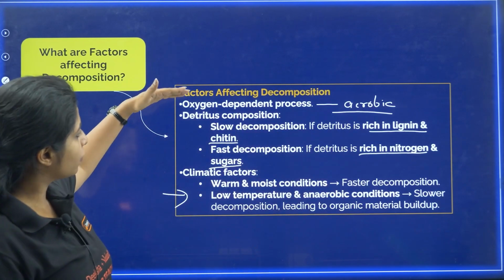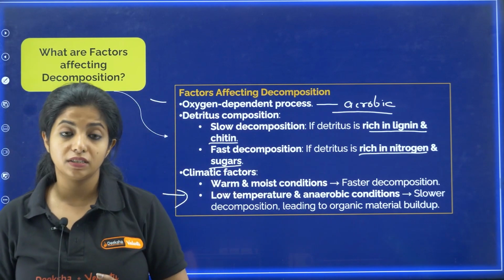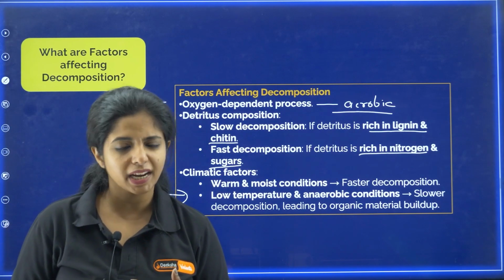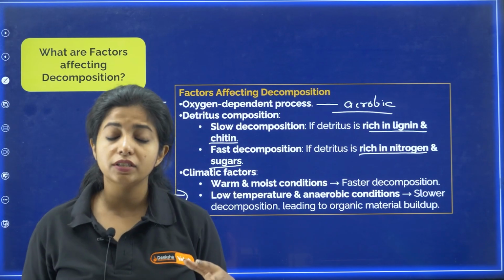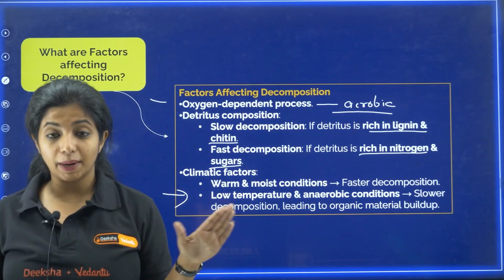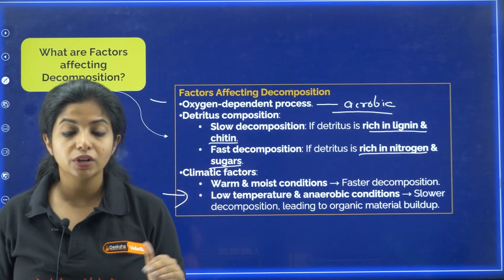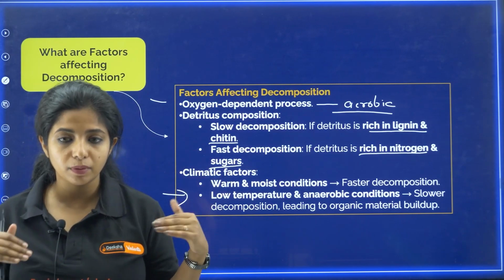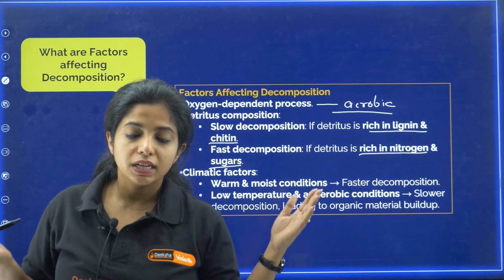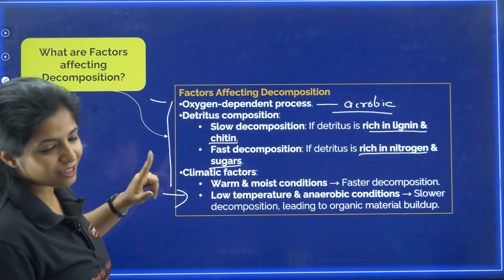Anyways, three factors you have to remember. First is oxygen dependent. Second thing, if the detritus is rich in lignin and chitin, it will be very slow. Rather, if it's rich in nitrogen and sugar, it will be a bit fast. Climatic factors, the climatic factor that we need is warm and moist condition. If it is low temperature and anaerobic condition, my dear children, there will be build-up of organic matter because decomposition will be very slow. So these are the three things, please remember it.